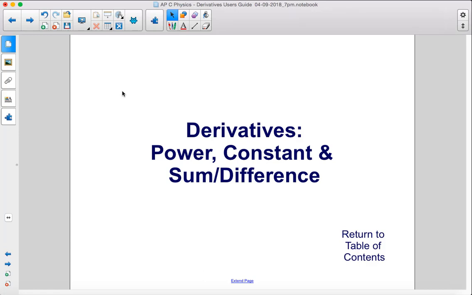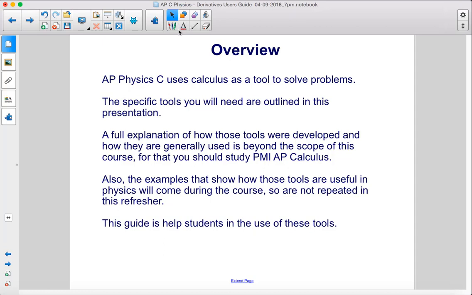Derivatives: power, constant, and some difference. AP Physics C uses calculus as a tool to solve problems. The specific tools you will need are outlined in this presentation. A full explanation of how those tools were developed and how they are generally used is beyond the scope of this course. For that, you should study PMI AP Calculus.